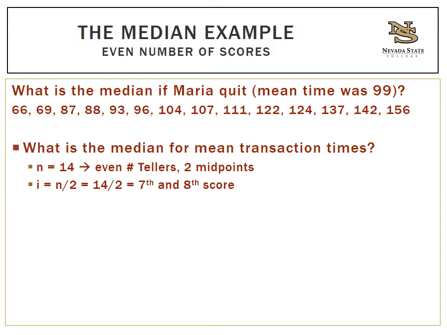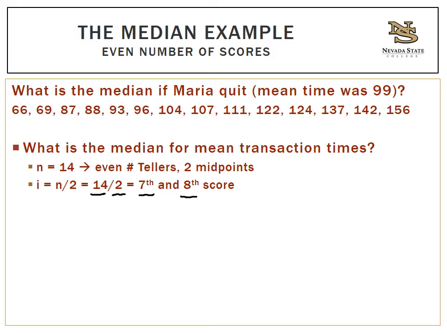So we use our median index and we take that 14, the sample size, we divide it by 2 and we land on 7. Remember, from the formula, when you have an even number of scores, you're going to get an integer or a whole number. So you take the score at the ith position, 7, and then the score at the ith plus 1 position, which is just 7 plus 1, and that's where that 8 comes from.